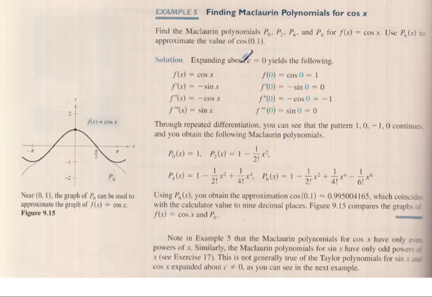Okay, so this is the third and final set of examples for this assignment. We're going to look at creating a couple more Taylor-Maclaurin polynomials for some different kinds of functions. So this time, let's do a Maclaurin polynomial for cosine of x.